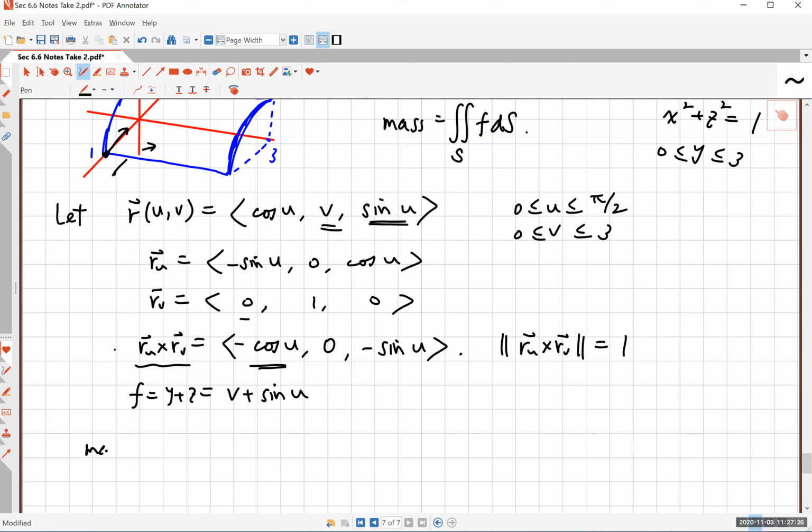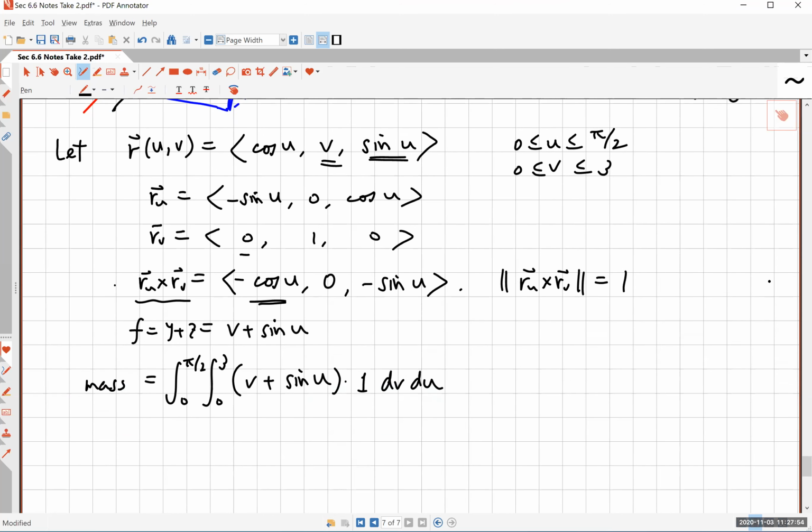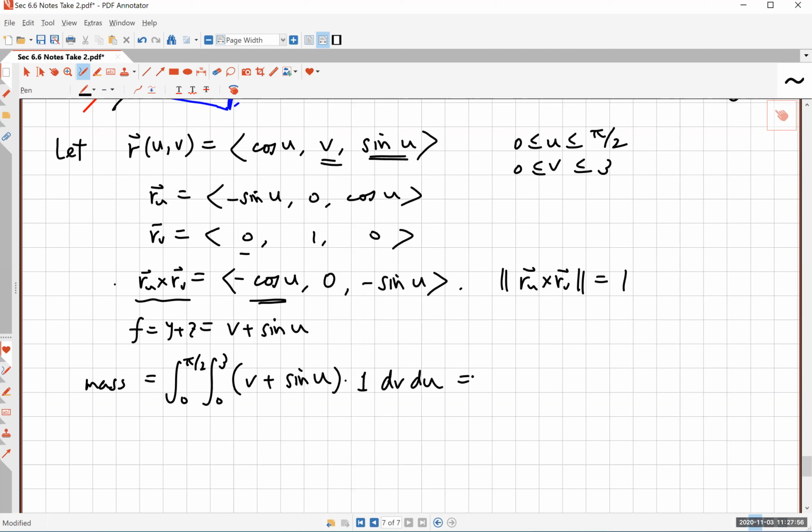All right, so the mass can be calculated by going from 0 to pi over 2, and then 0 to 3. It doesn't matter if it's dv du or du dv, because the domain is rectangular. And then you have v plus sine u, that is my function f, and then you multiply this by 1. Well, that's nice. And then you have dv du in this order because of the upper and lower bounds of my integral.